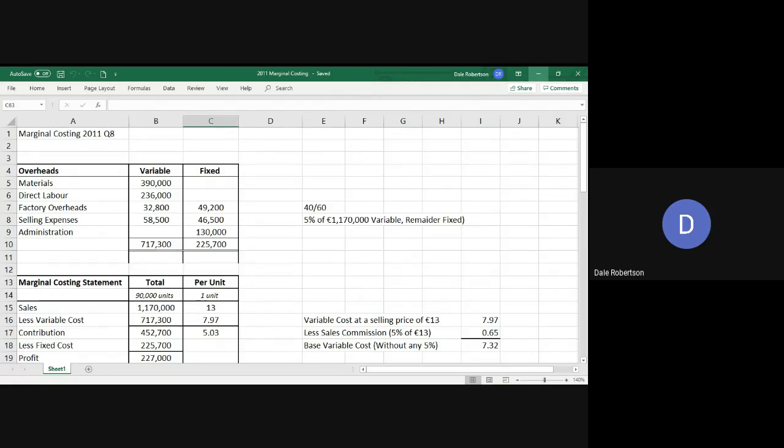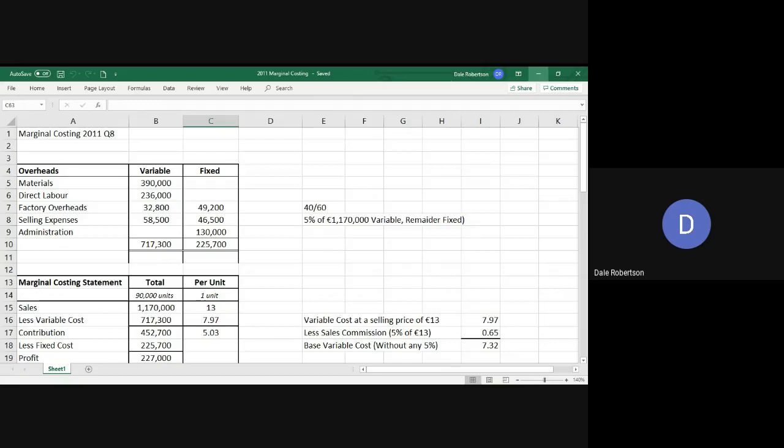So the question reads as follows. Ivor Limited produces a single product. The company's profit and loss account for the year, during which 90,000 units were produced and sold, was as follows. And it tells you the sales, which are 1,170,000, and then it also goes through the overheads, and there are 5 overheads: materials, labor, factory overheads, selling expenses, and administration expenses.